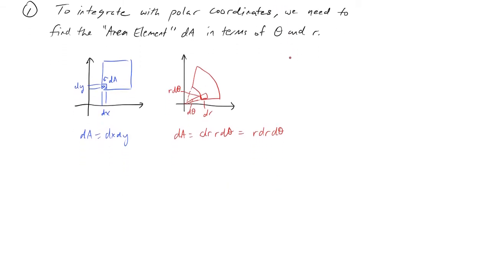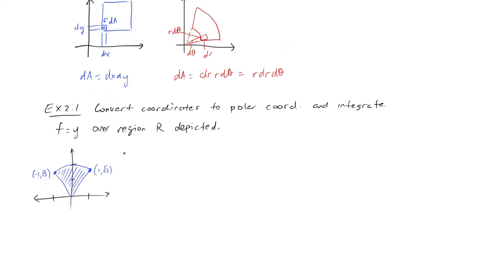Let's do an example where we use the area element to integrate. Okay, so we want to convert the coordinates to polar coordinates and integrate f equals y over the region depicted. So the first thing to note is that the angle here is 60 degrees. You can see that from the 1, √3 triangle. And the angle here is 120 degrees measured from the x-axis. So theta in this region is between pi over 3 and 2 pi over 3. Those are those angles in radians. And r is between 0 and 2. That's the outer radius there.